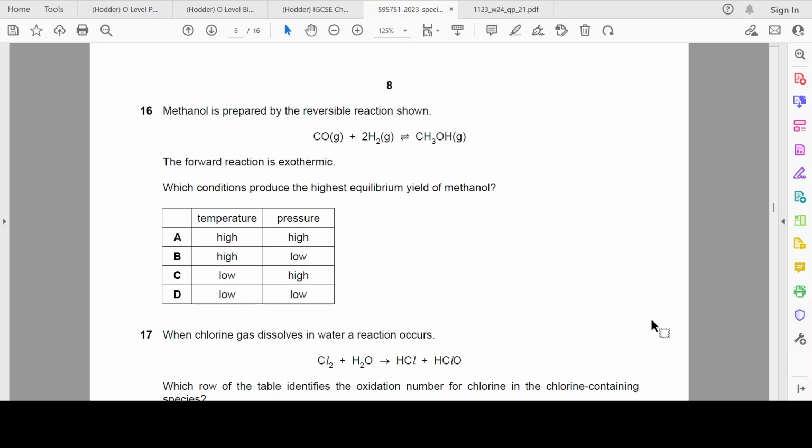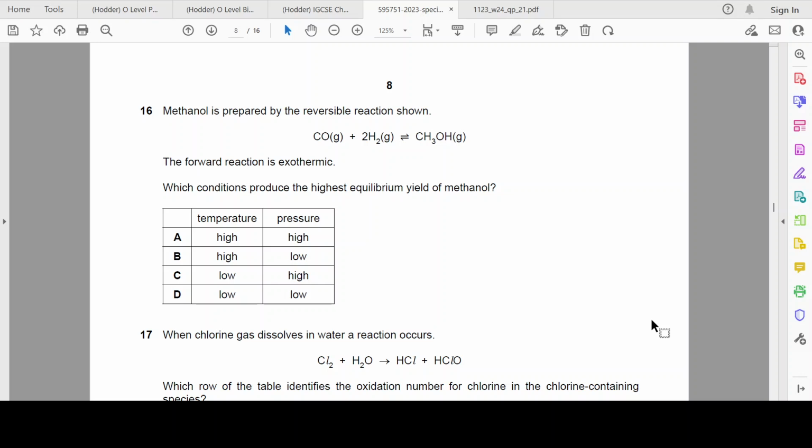That means that the reverse is endothermic, because it's reversible, so methanol will break up into carbon monoxide and hydrogen, and that takes in energy. If you're keeping a high temperature, you are providing energy, so you are actually promoting the reactants to stay as they are. So to promote an exothermic reaction, you need lower temperatures. So if you're choosing low, A and B are automatically eliminated.